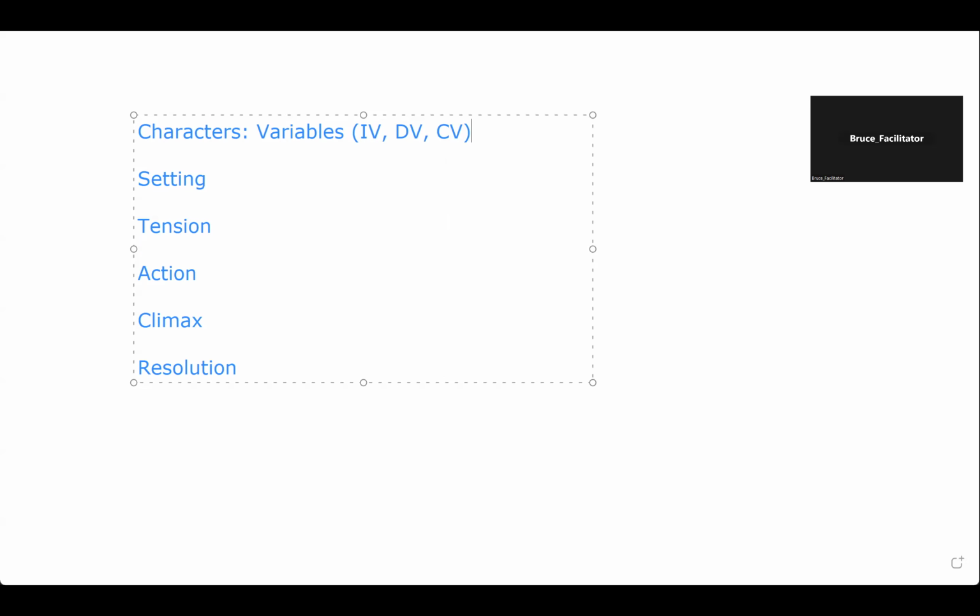So you have to know in your storytelling or in your output, what is your dependent variable? What's your independent variable? And what's your control variable? And how does this become the main character or the supporting character? We need things like the setting. So the setting gives us the background, right?